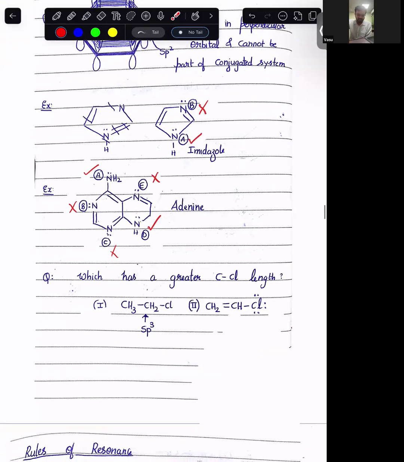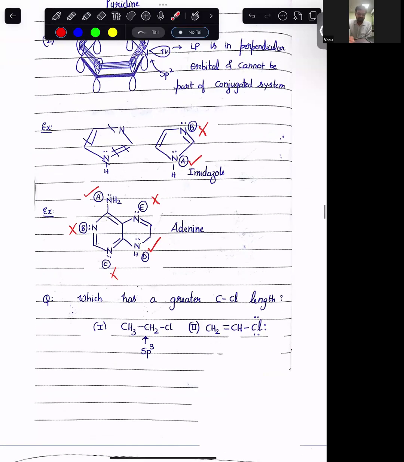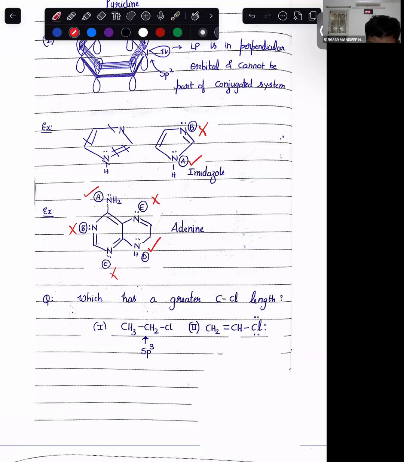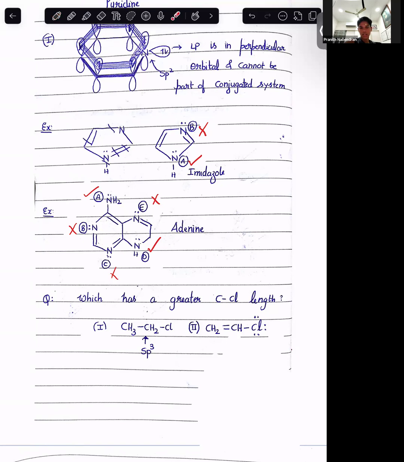Okay. We will see this question and we will wrap it. Which has a greater C–Cl bond length among 1 and 2? Is it the first one? The second or first? C–Cl bond length. First one, because in the second you have some resonance.